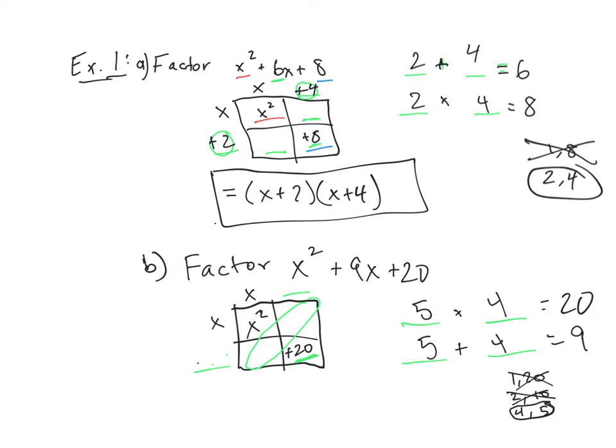So I'm going to pick a plus 5 and a plus 4. Again, it should make this box 5x and 4x, which does make this diagonal add to the 9x. So then my answer for the multiplying problem that we could have multiplied to get to x squared plus 9x plus 20 would be x plus 5 times x plus 4.